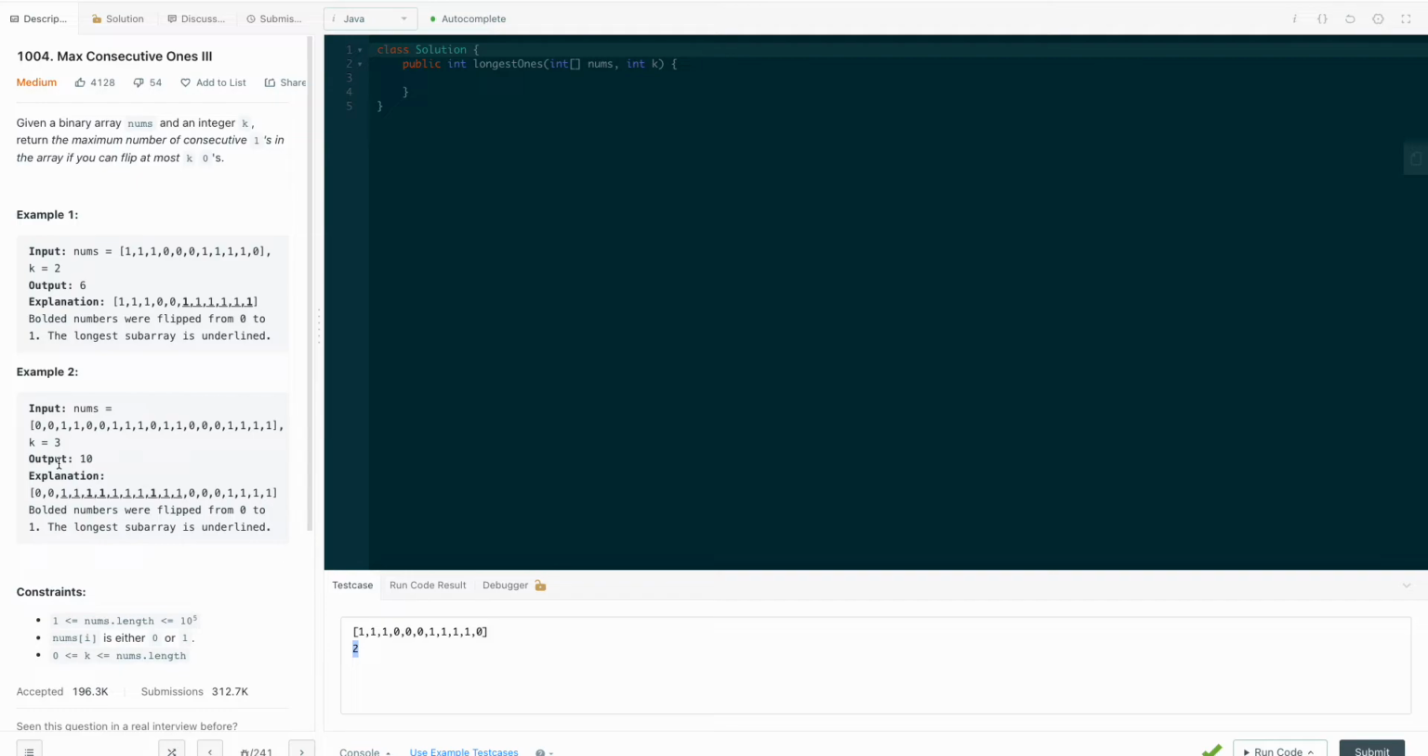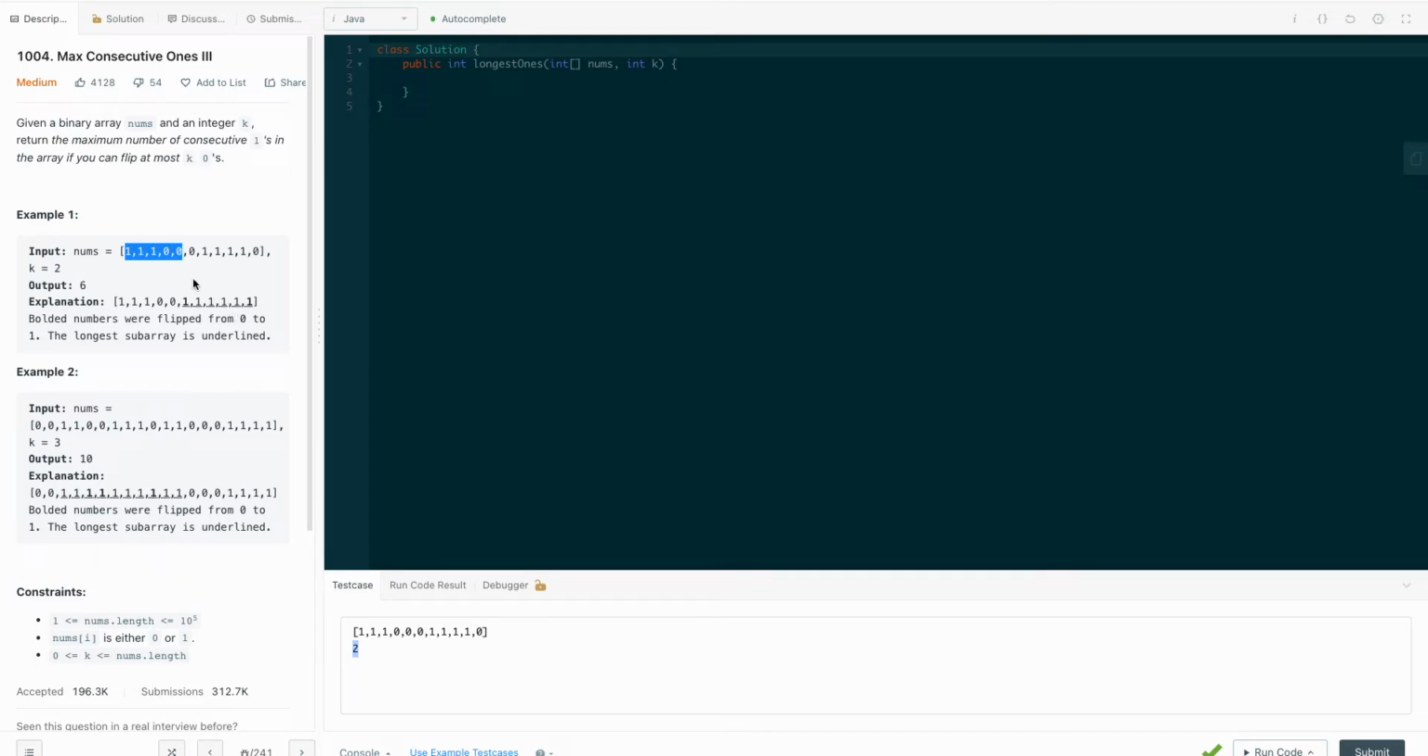So let's go through the description of the problem and let's see what's expected from us. We're given a binary array nums. Binary means it's just 0s and 1s in this array, and an integer k. We're asked to return the maximum number of consecutive ones in the array if we can flip at most k zeros. By looking at the first example, we see k is equal to 2. So we're allowed to flip 2 zeros into 1s, or just consider these 2 zeros as 1s. And then we're asked to return the maximum number of consecutive ones.